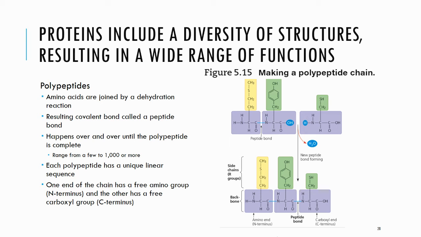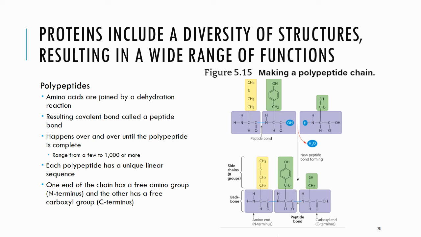So let's talk a little more about polypeptides and polypeptide chains. Amino acids are joined by a dehydration reaction, and the resulting covalent bond is, as I said, called a peptide bond. And this will happen over and over again until the polypeptide is complete. So this could be a few amino acids to 1,000 or more. Each polypeptide has a unique linear sequence that comes from whatever the DNA molecule says.